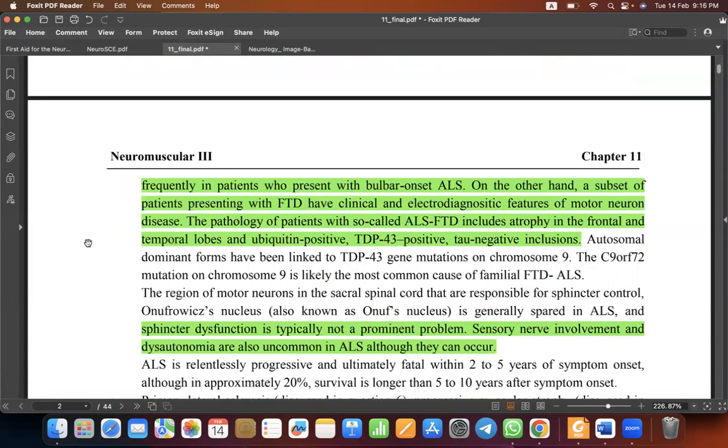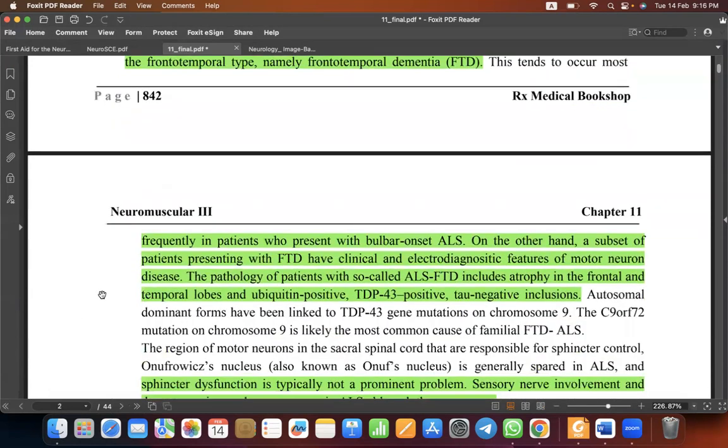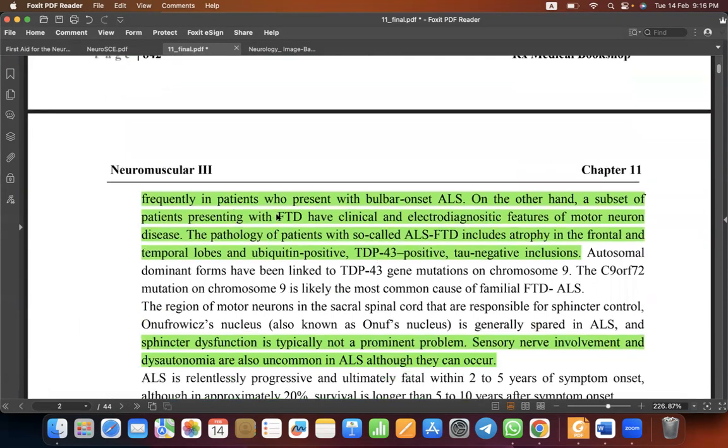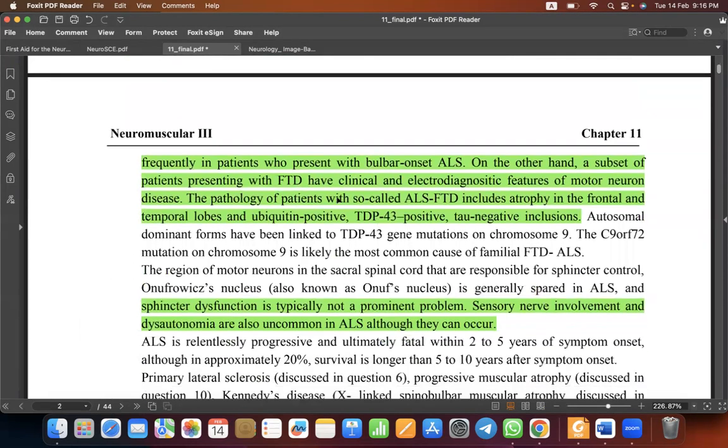Now, sometimes there could be association of bulbar onset ALS, as we can see. Patients presenting with frontotemporal dementia have clinical and electrodiagnostic features of motor neuron disease. The combination of amyotrophic lateral sclerosis with frontotemporal dementia shows ubiquitin positive, TDP-43 positive, tau negative inclusions. So this is very important information. Patients with ALS with frontotemporal dementia might have ubiquitin positive, TDP-43 positive, tau negative inclusions. Tau is more positive in case of Alzheimer's disease.